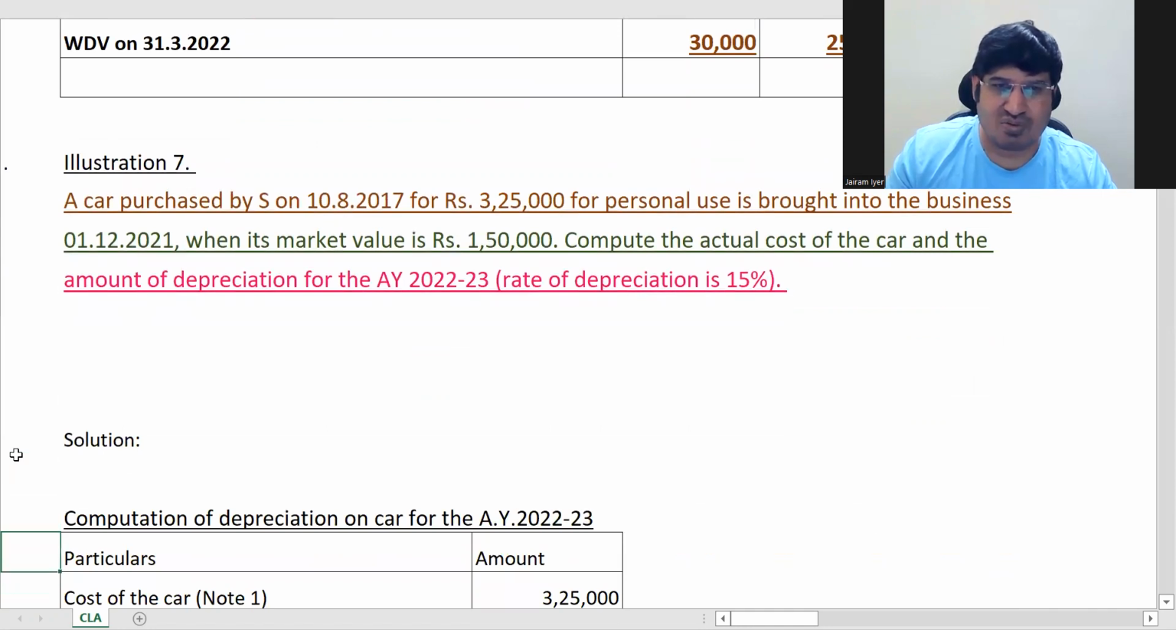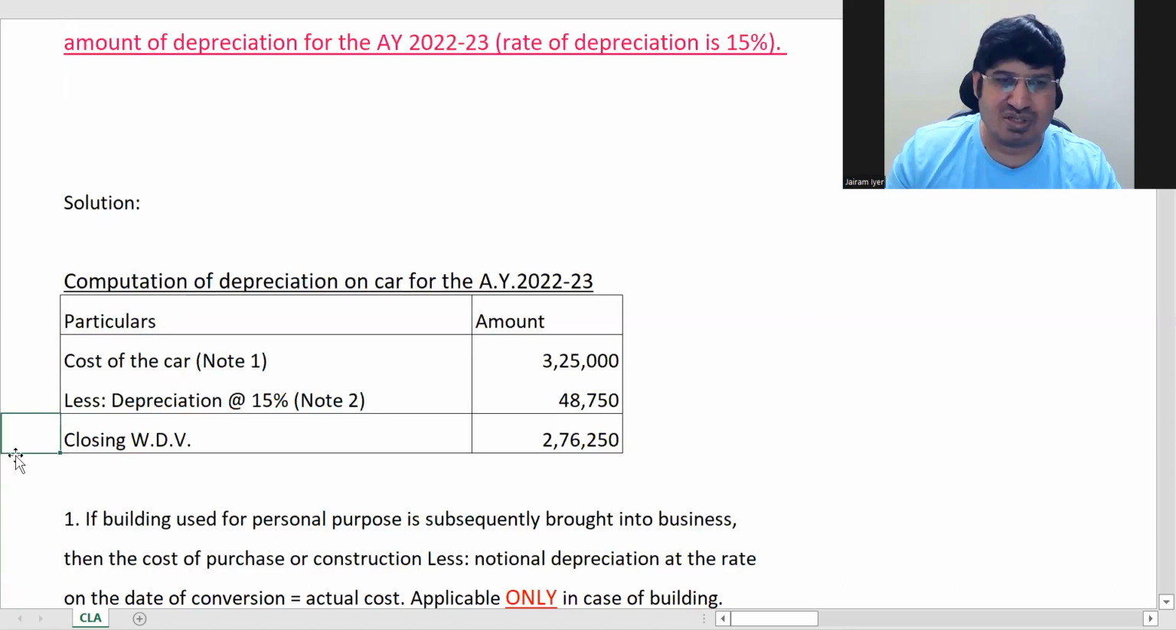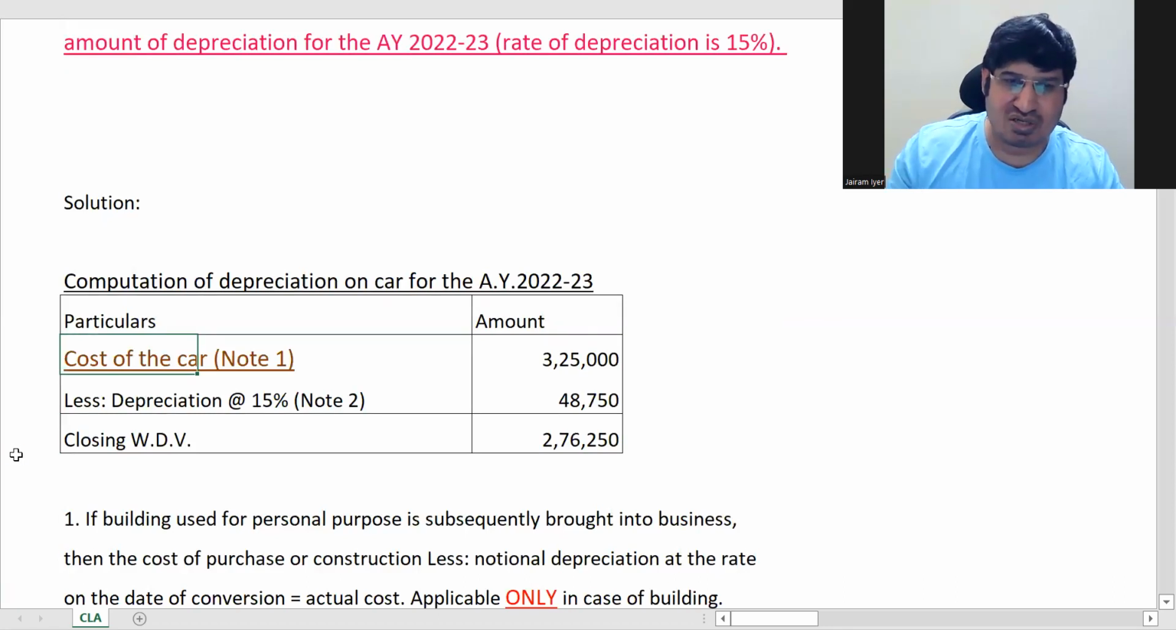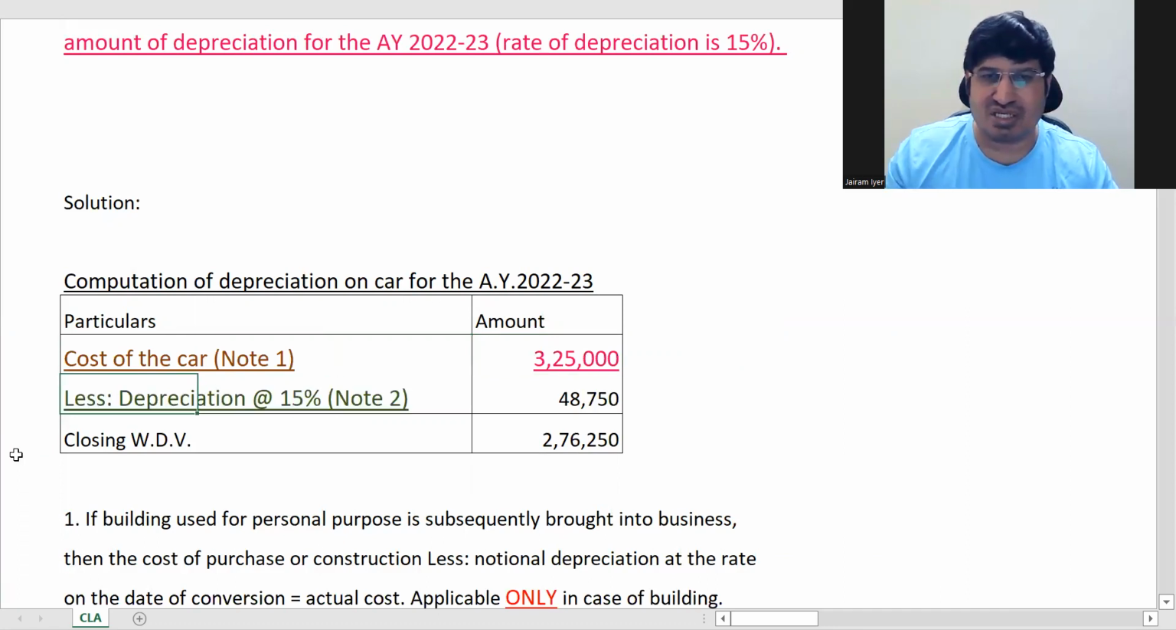So here, how will you do it now? Even on 1/12/2021, the value will be the same 3,25,000. Market value से कोई लेना देना नहीं. There is no provision which asks you to take the market value, so market value has no role here. So what will you do? Simple, take the cost of the car as it is, 3,25,000, and apply depreciation. It's given 15%.